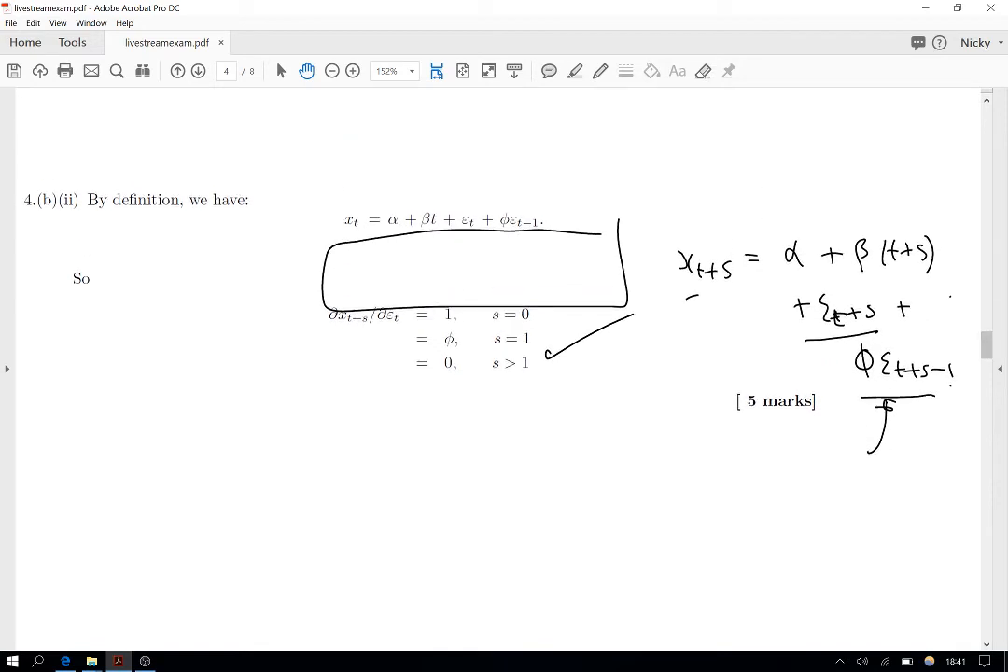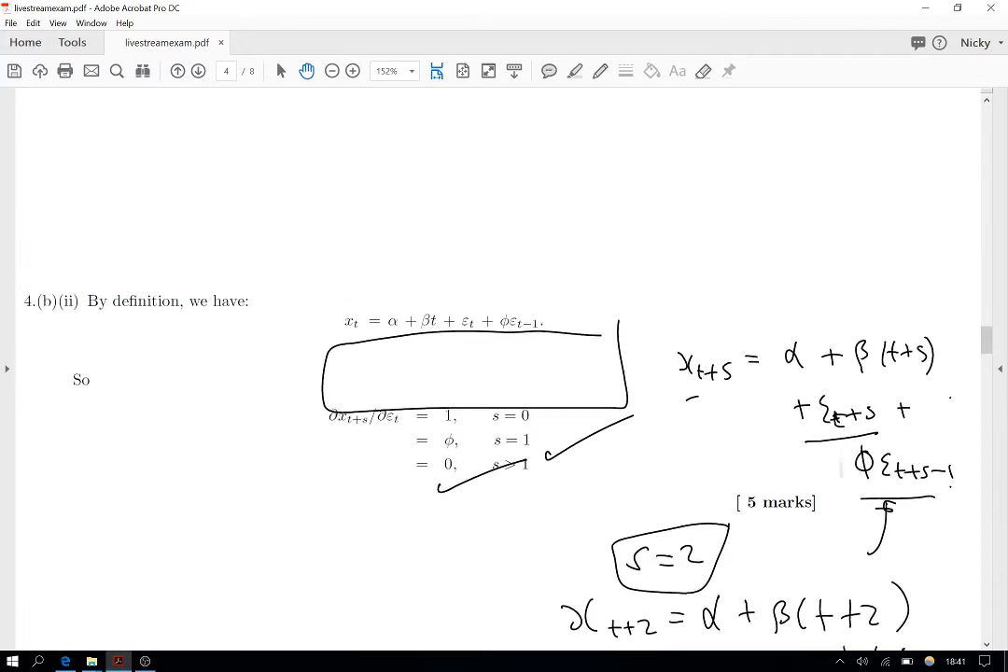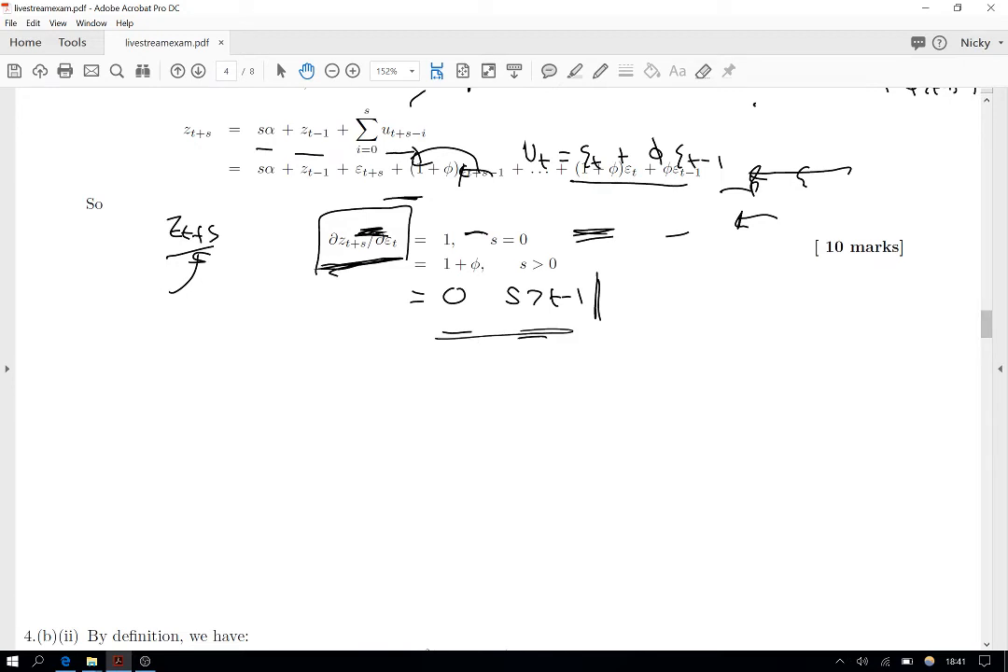in this one here, we can see when we go forward far enough, at s equal 2, for example, we're going to have x t plus 2 equals alpha plus beta t plus 2 plus epsilon t plus 2 plus phi epsilon t plus 1. We can see that at s equals 2, x t plus 2 is not a function of epsilon t. So when we differentiate, we're going to get a 0. Okay? And we can do the exact same thing for the above. We can see that when we go forward far enough, x t plus s is no longer a function of epsilon t. So again, just to be clear, we'd need this in your answer as well for this type of question.